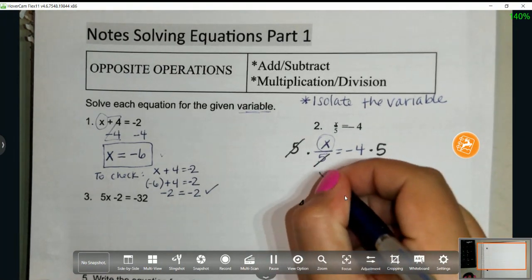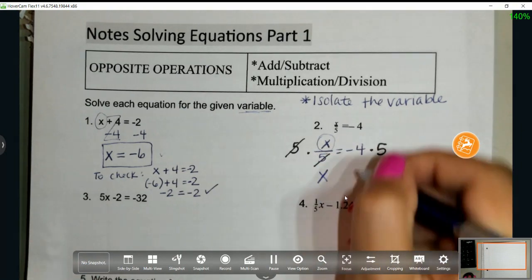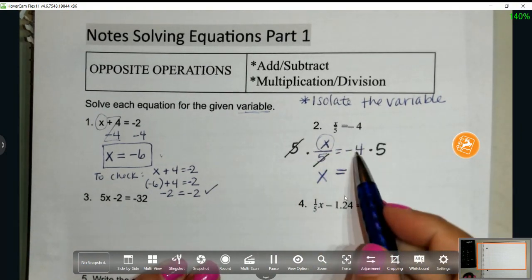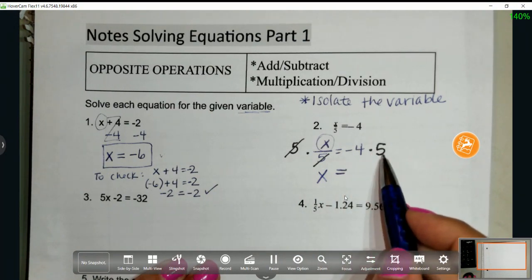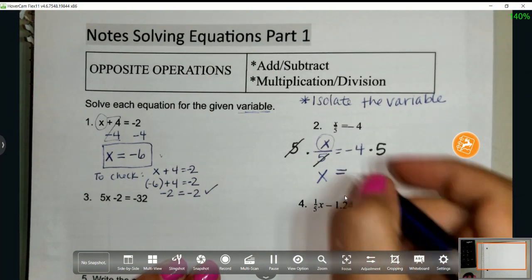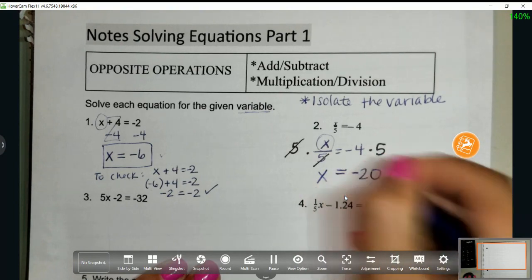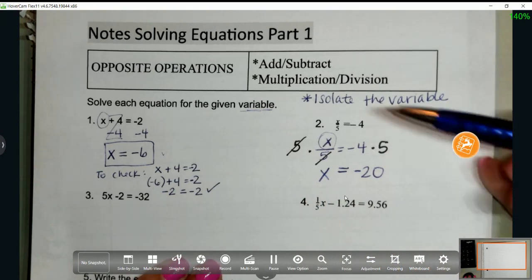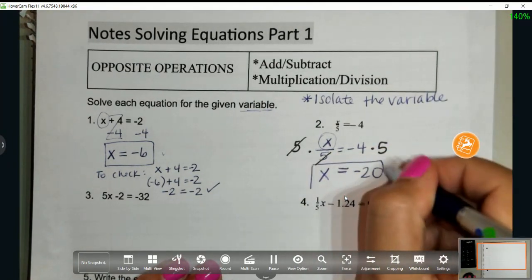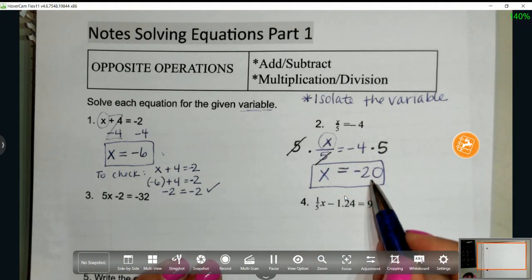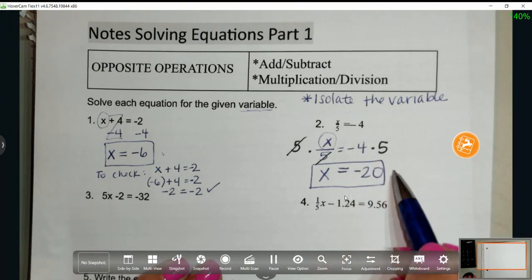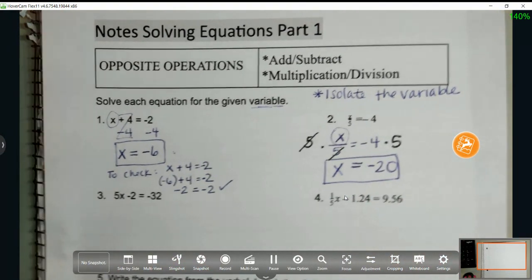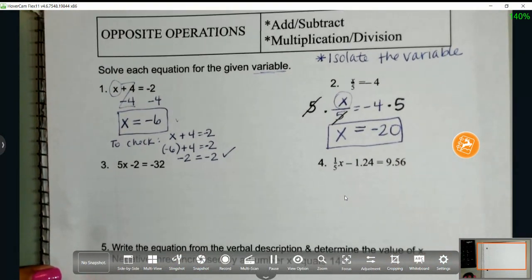So now the x is alone on the left, and then over here, that dot's telling me to multiply, so -4 times 5, or you can even put parentheses if you want, gives us -20. And then as a check, I could take -20, divide it by 5, and make sure that I get -4. And when you do that, you will see that that one does check out, so that's perfect.